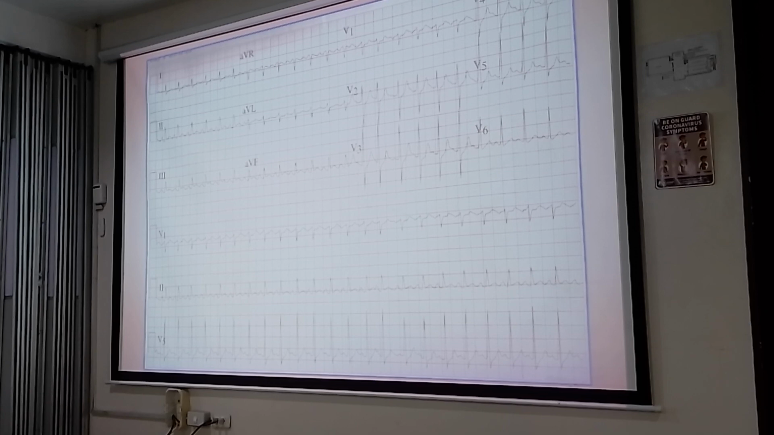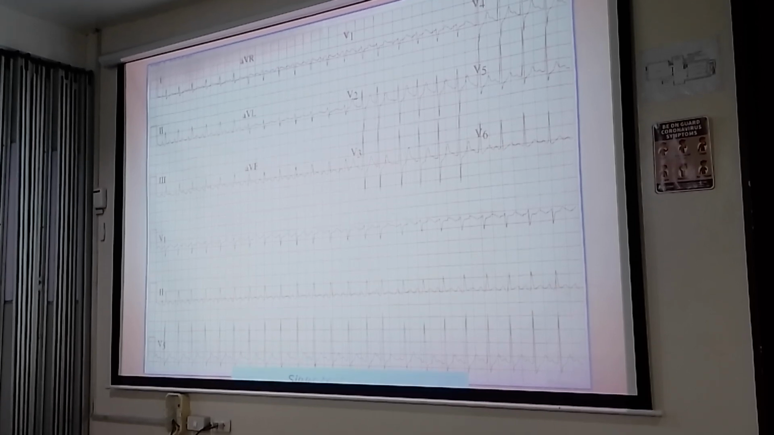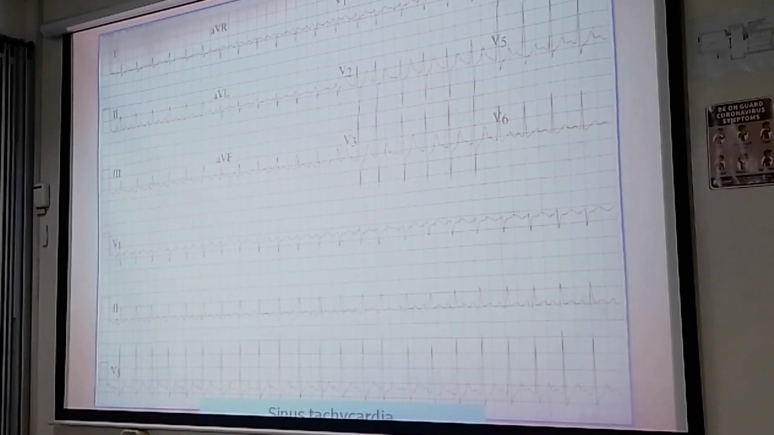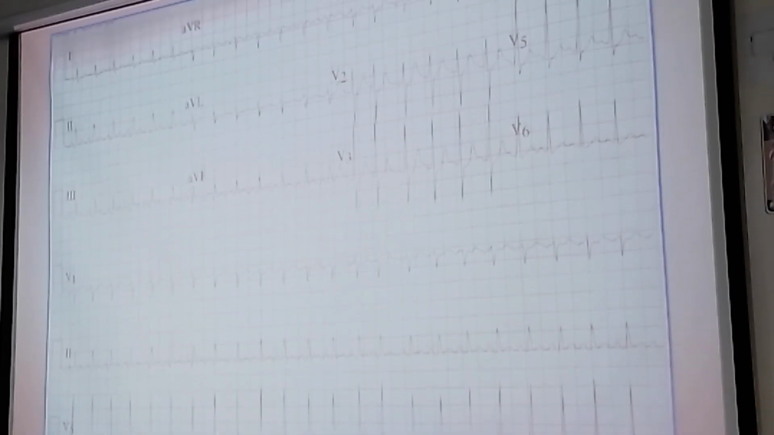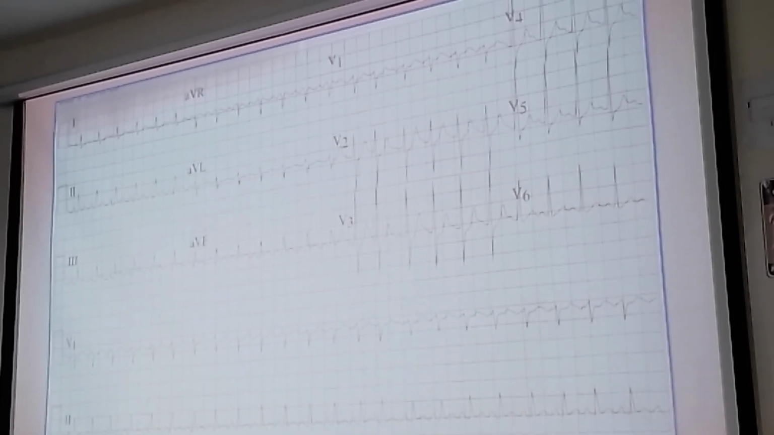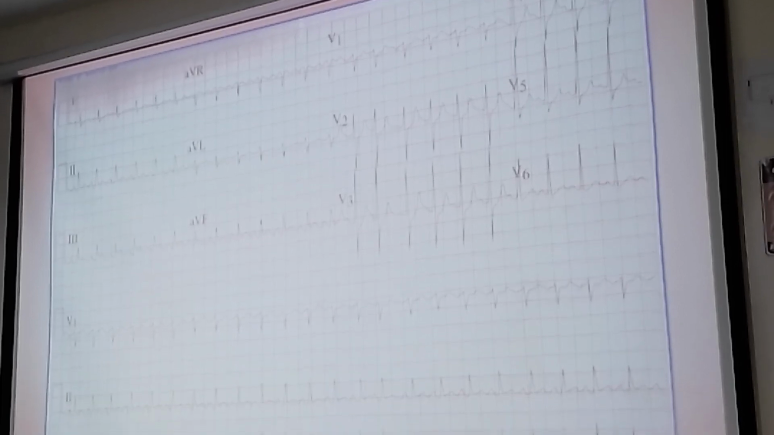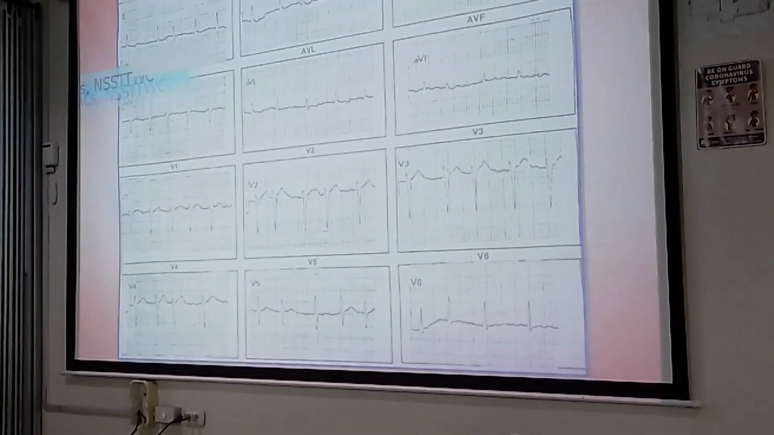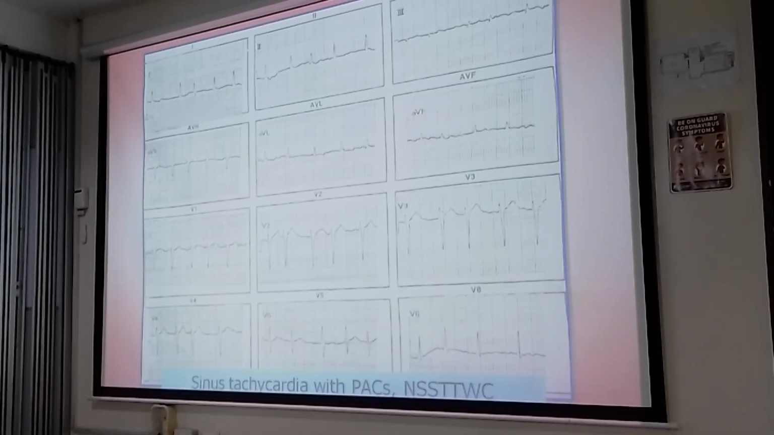This is what? Sinus tachycardia. You see P waves and the rate is fast. Look at V5. 300 or 150. Sinus tachycardia, more than 100. This one. And tachycardia.